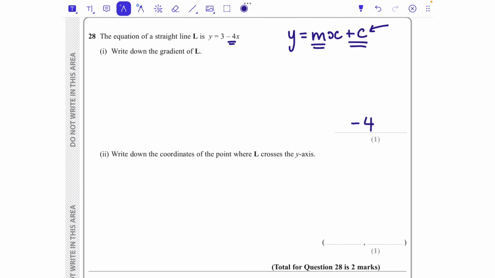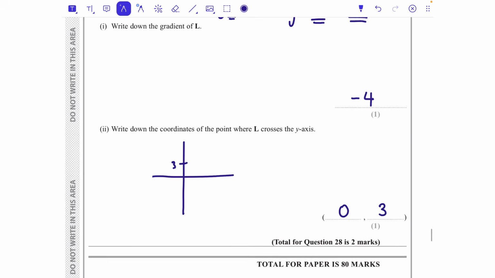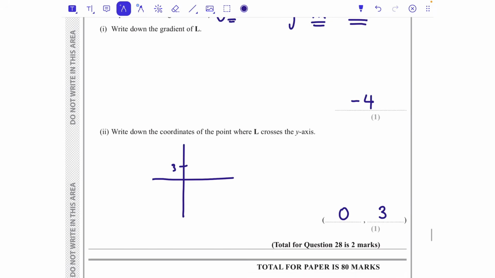So then it says, write down the coordinates of the point where L crosses the y-axis, and we know that it's going to cross at 3, because that's the number there that's on its own. So if it's going through 3, what are the coordinates of that point? Well, it is 0, 3. 0 across, 3 up, along the corridor up the stairs. Great, that's the whole question, the whole paper.